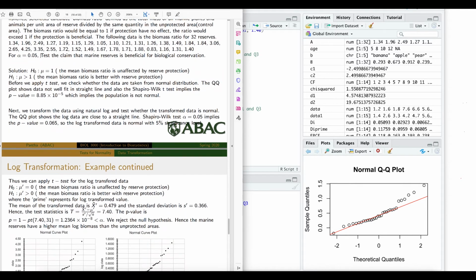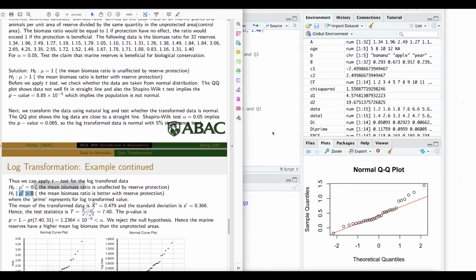If you want to do it by hand, you compute the test statistic, p-value and everything. The test statistic is x prime minus mu prime over s prime over root n. Here x prime is the mean of the transformed data, mu prime is that 0, s prime is the standard deviation of the transformed data, and n is the sample size, so root n. If you do that, you get 7.40, and the p-value is 1 minus pt, because it is a right tail test, so you need to find the area to the right of the test value. You get a very small p-value, so we reject the null hypothesis, meaning we accept the alternative.